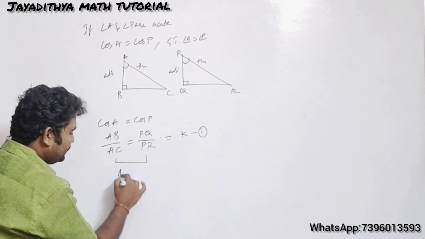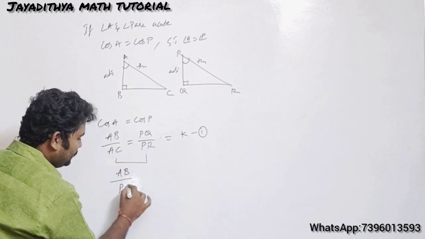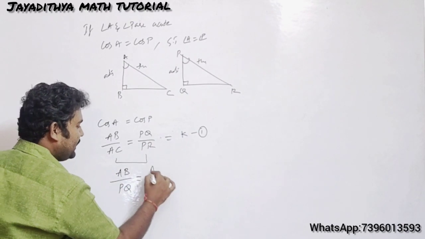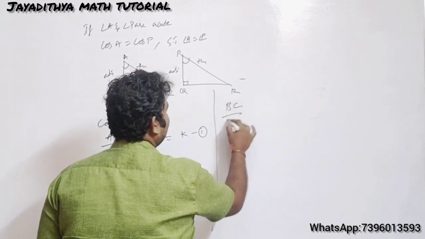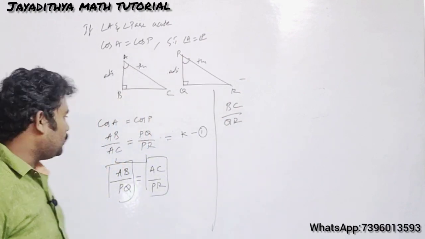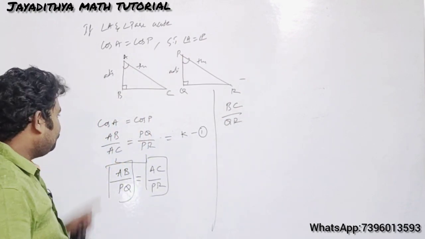So what happens here, you see, this will be AB by PQ, which is equal to AC by PR. I want BC by QR now. BC by QR. Right. So listen carefully.